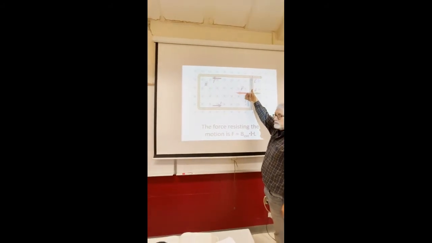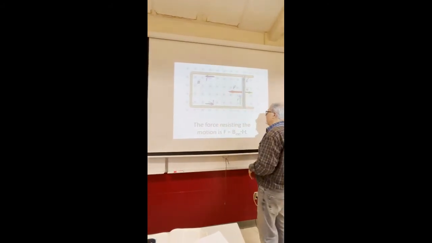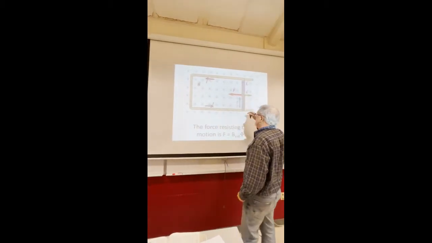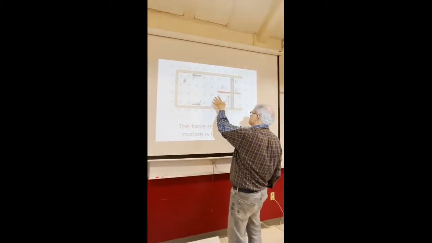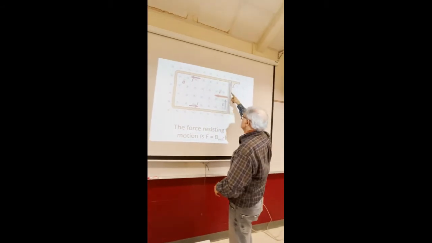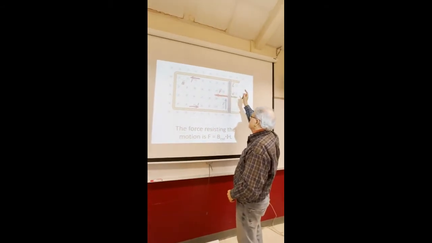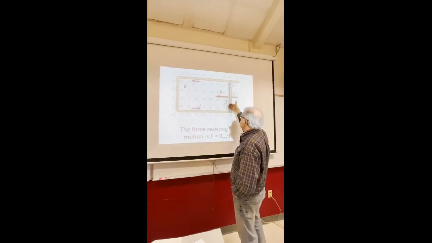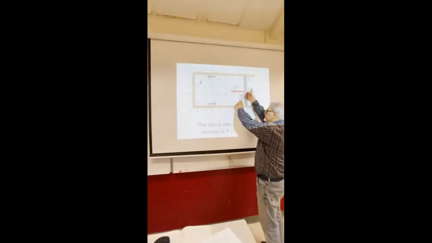So how can you tell the direction of the current? Well, you're increasing the area. Lenz's law says the current will produce a magnetic field to fight that. And so the current produces a magnetic field that's trying to cancel this out.